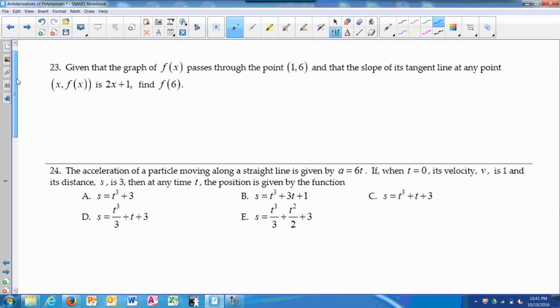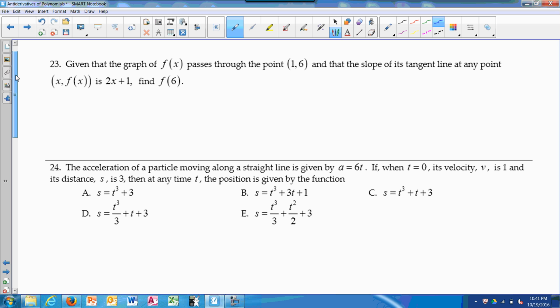Okay, so this is really the same thing that we had just done. It's just written differently because it's so wordy. So we have to break this down and get into a little bit of grammar here. Given that the graph of f of x passes through this point, the graph of f passes through this point, tells me that f of 1 equals 6. If x is 1, the y value, which in this case is f of x, is equal to 6.